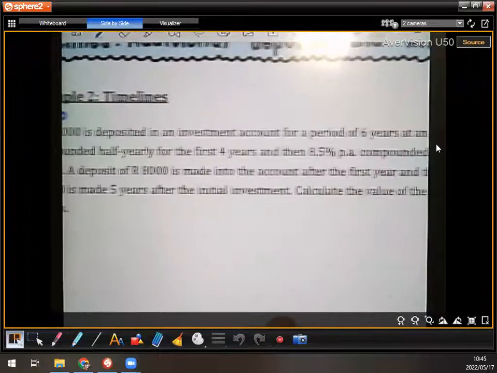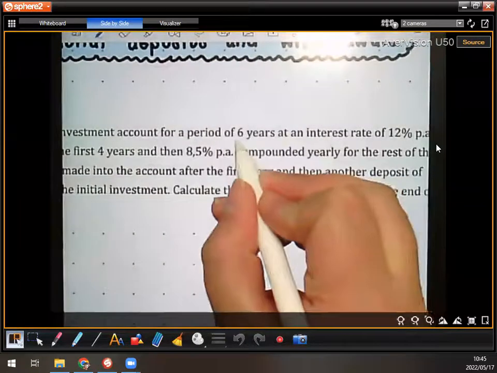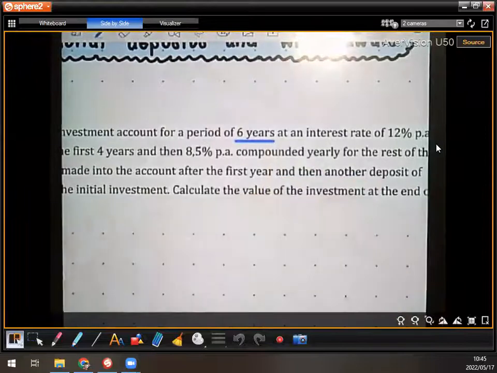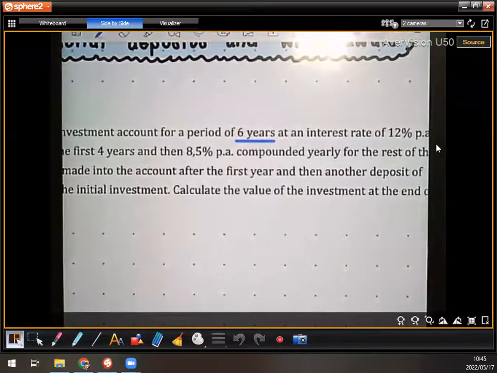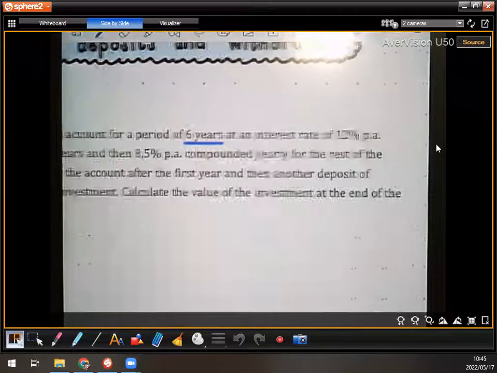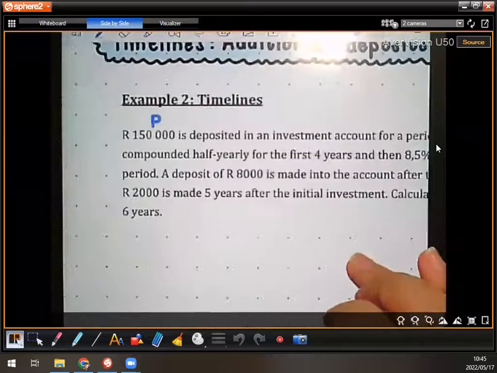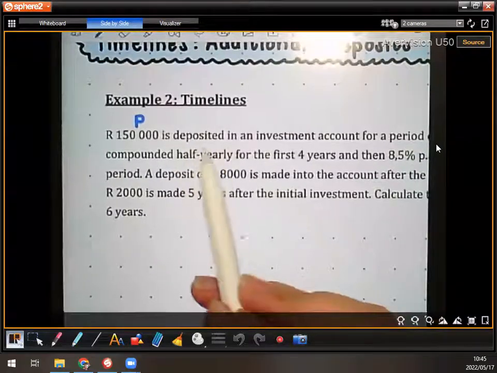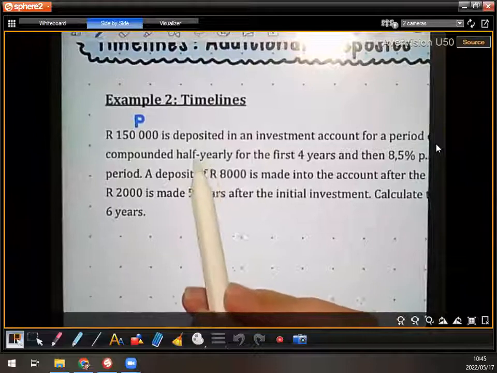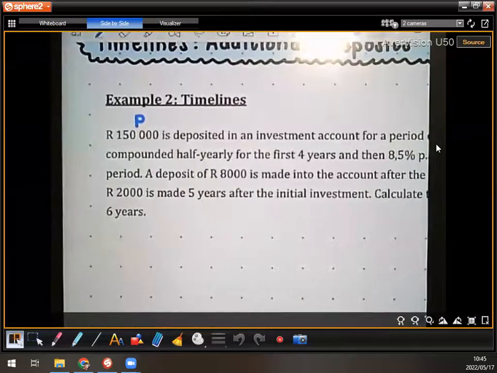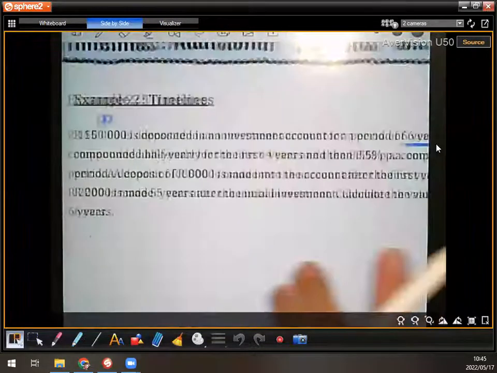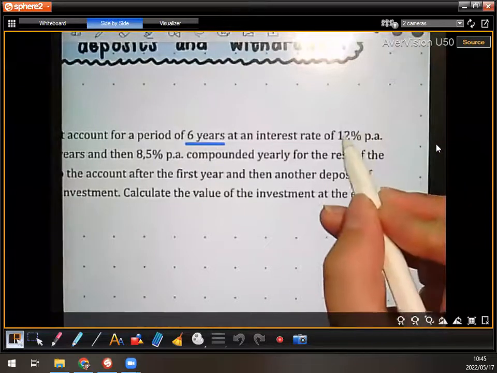In an investment account for a period of 6 years. Okay, so that is the total period, but we know now with timeline questions, they usually have stuff happening in between the 6 years. It's not just a straightforward amount invested for 6 years. So we see there they're saying at an interest rate of 12% per annum, compounded half yearly. Now that's the first time that we see that terminology, but half yearly, how many times a year is that? Twice. That's the first type of interest rate that we have.